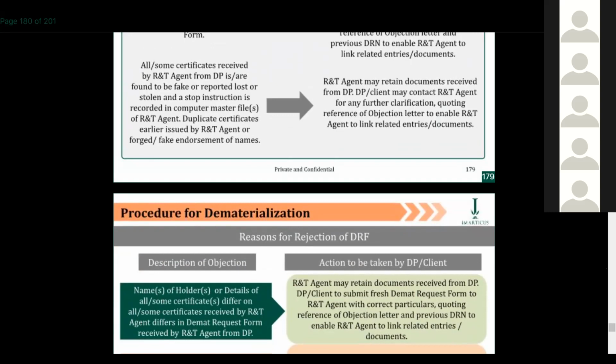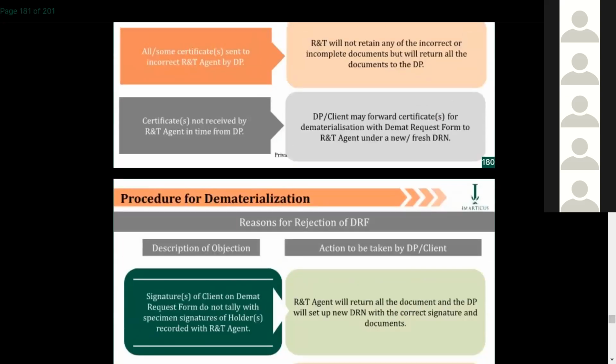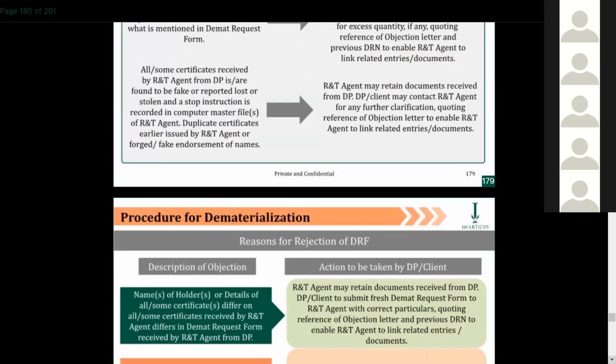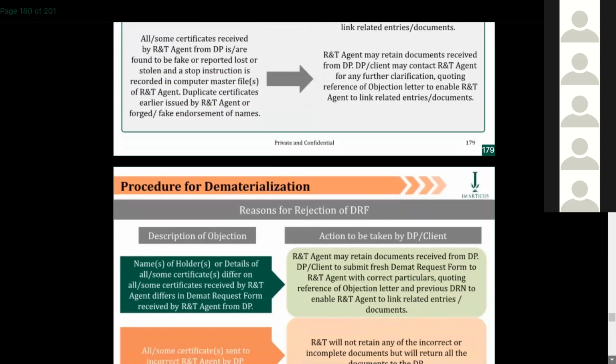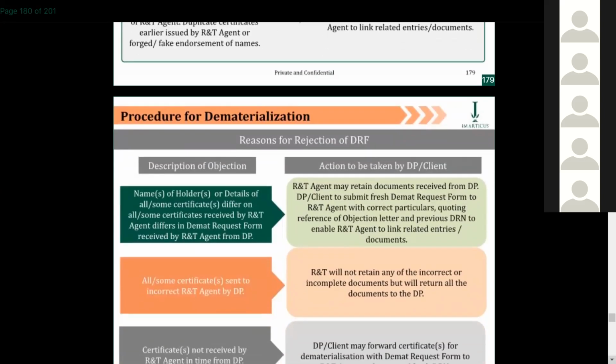So other reasons of rejection can be name of the holders, or details of all or some certificates received by R&T agents differ from the demat request form received by the R&T agent from the DP. So here again, the client will have to submit fresh request form to the R&T agent with correct particulars, quoting reference to objection letter and previous DRN to enable R&T agent to link the related entities document.